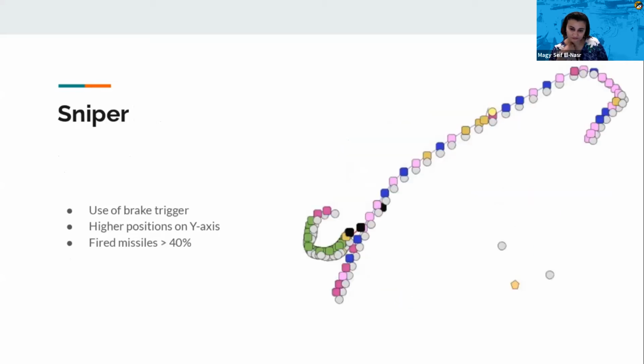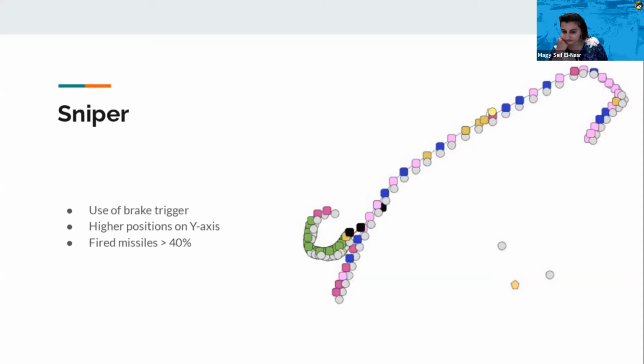The sniper behavior is characterized by the use of the braking trigger, high positions on the y-axis, and at least 40% of missile usage. Here, the player slows down, aims, and fires missiles. However, no death node is registered to this behavior. In the figure, the leftmost player uses the brake trigger, slows down, and fires missiles, which is the green section of its subgraph.